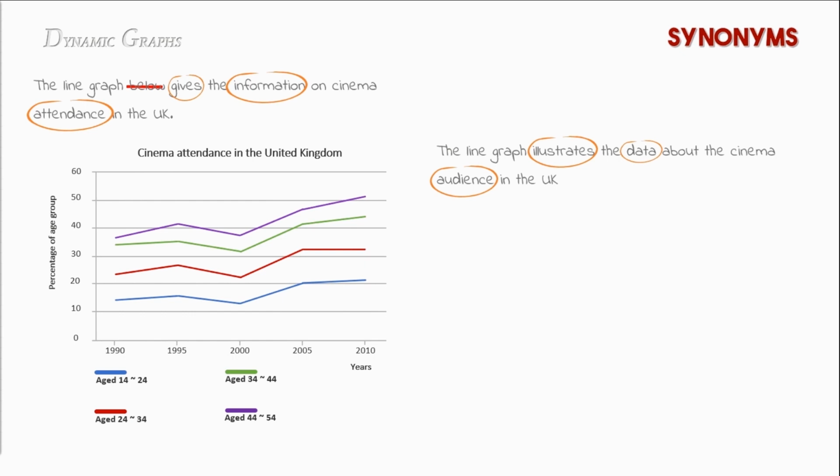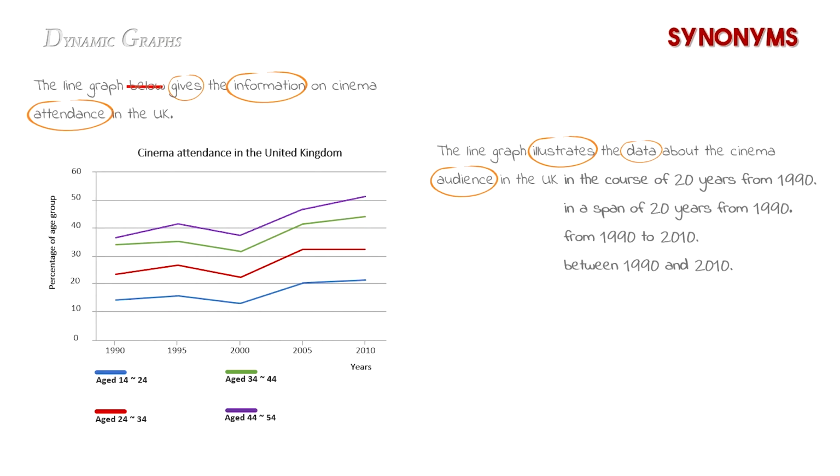Clearly, we added the time period expressions in the course of 20 years from 1990, or in a span of 20 years from 1990, or from 1990 to 2010, or between 1990 and 2010, because it is a dynamic graph.